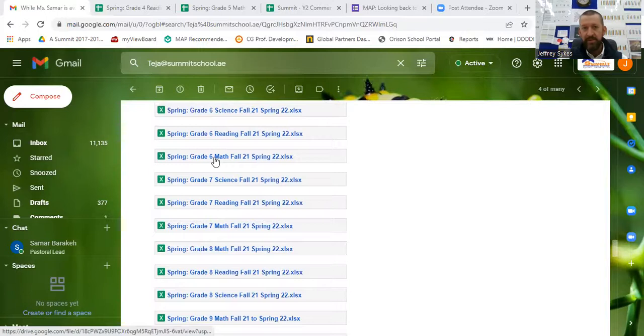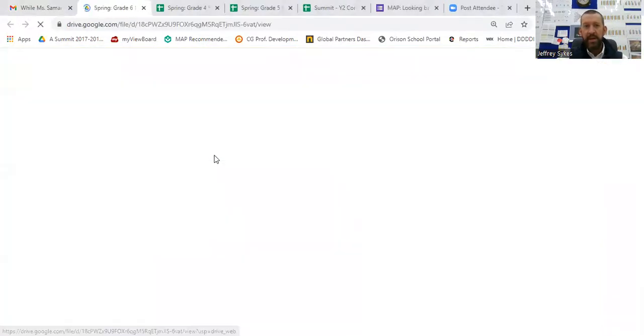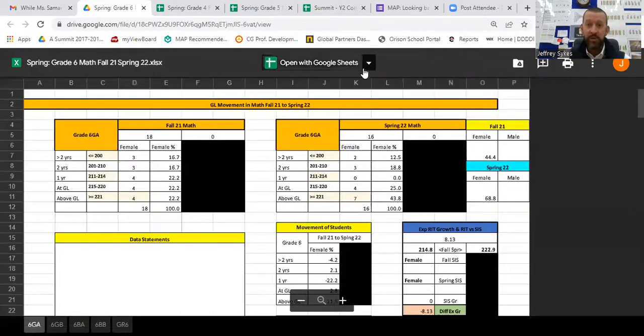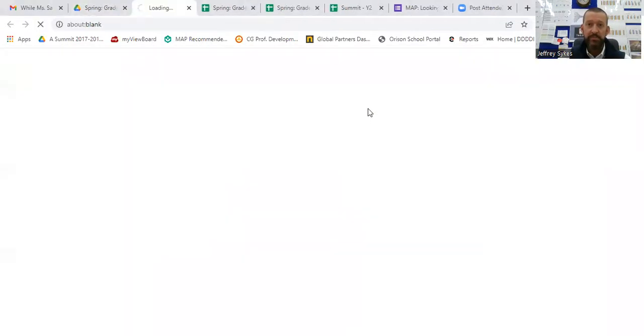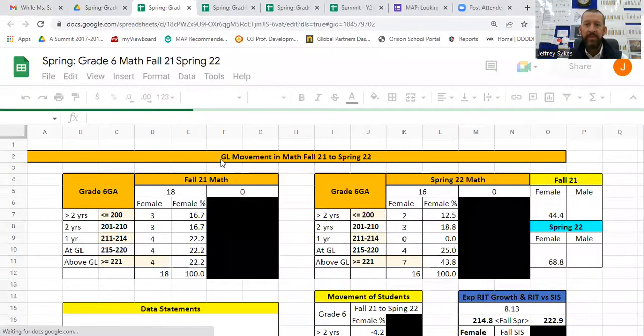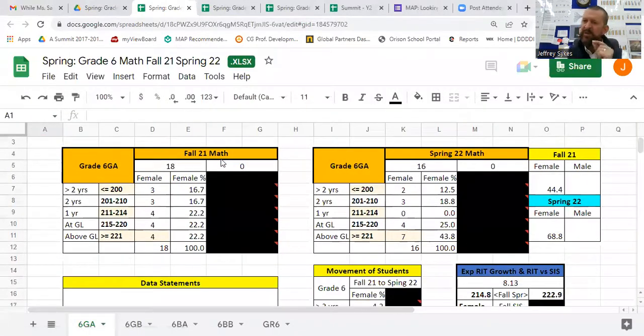Since we're at math here, let's click on the math one. And this is what I want you to see and what you're going to work with. Let's open it up in a Google Sheet. Boom. Okay. This is going to be a little different.